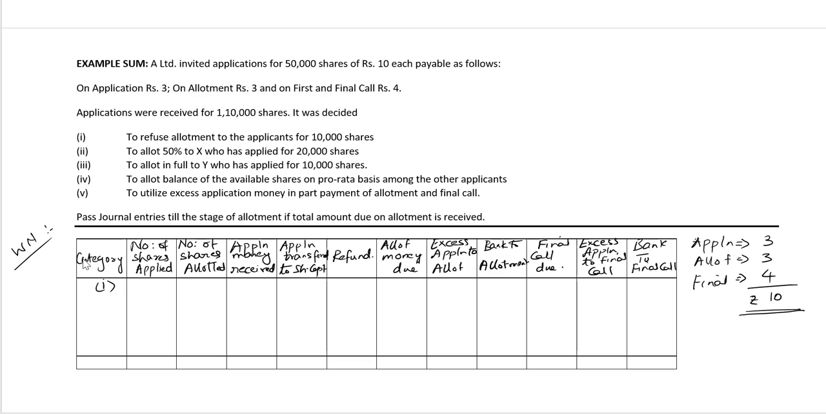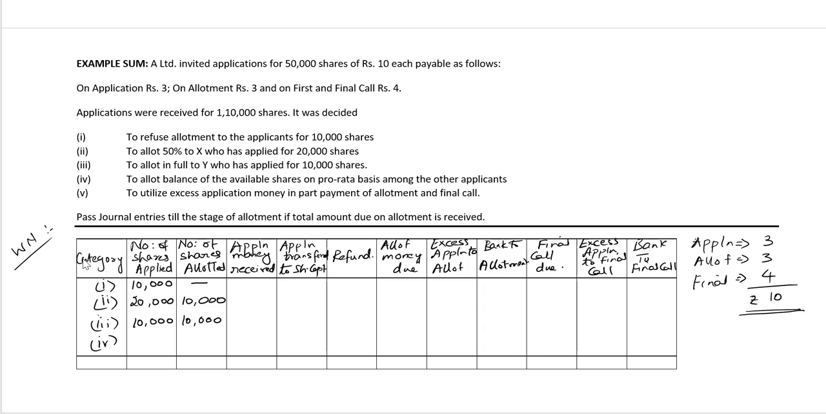Category 1, to refuse allotment to the applicants for 10,000 shares. So against number of shares applied, 10,000, for which no shares are allotted. Category 2, to allot 50% to X who has applied for 20,000 shares. So against 20,000 shares applied by X, the company allots 10,000 shares, 50% of 20,000. The third category, to allot in full to Y who has applied for 10,000 shares. So 10,000 shares applied, 10,000 shares allotted.